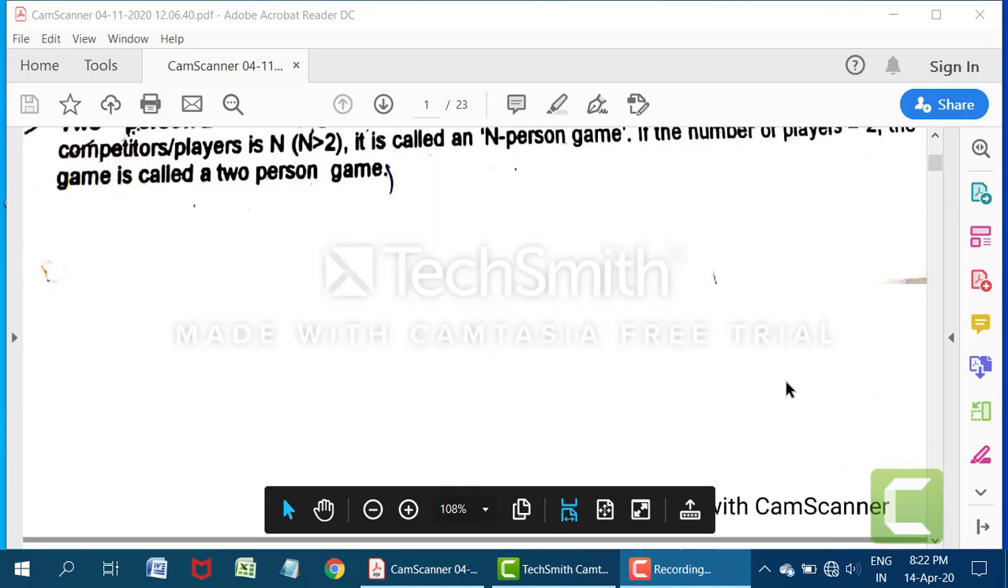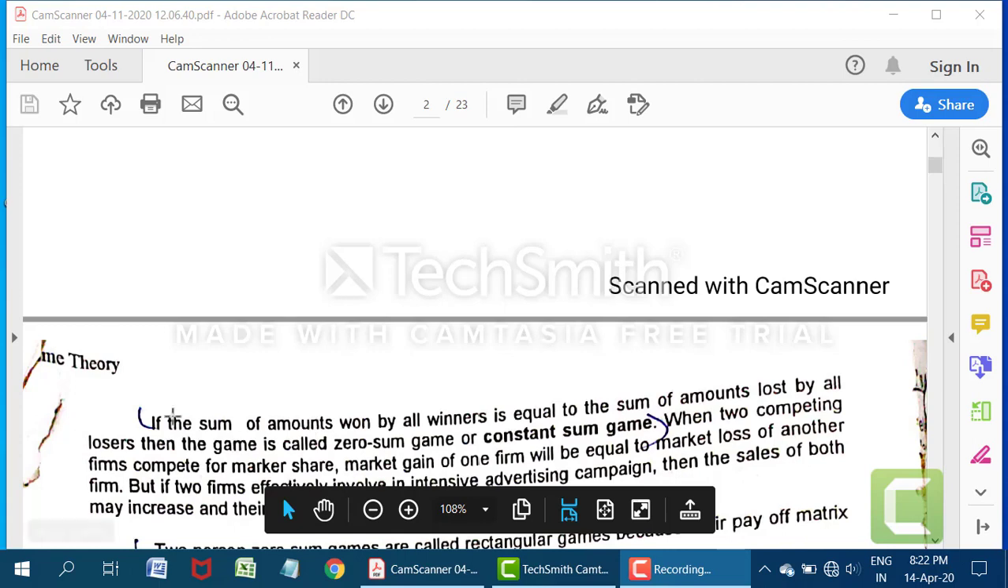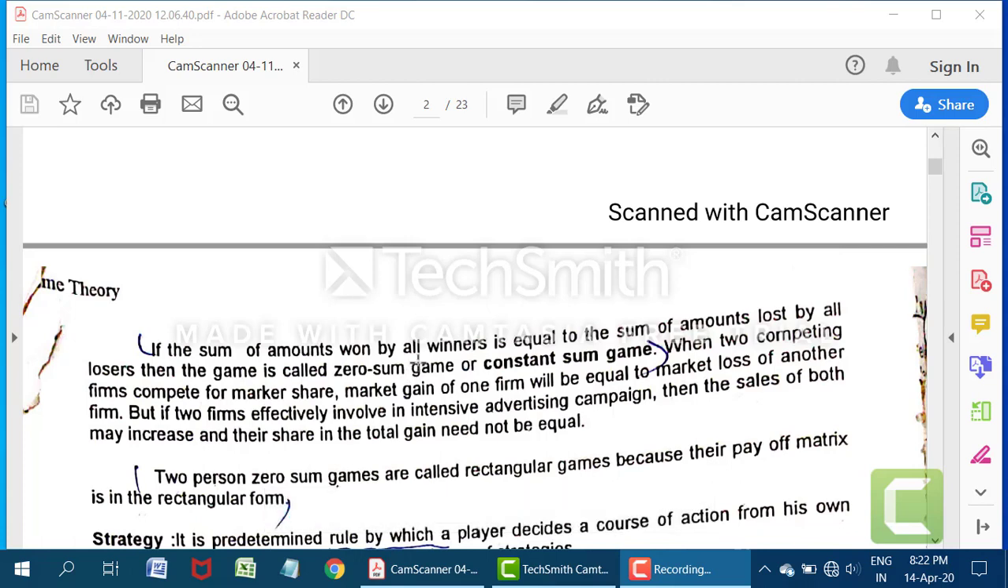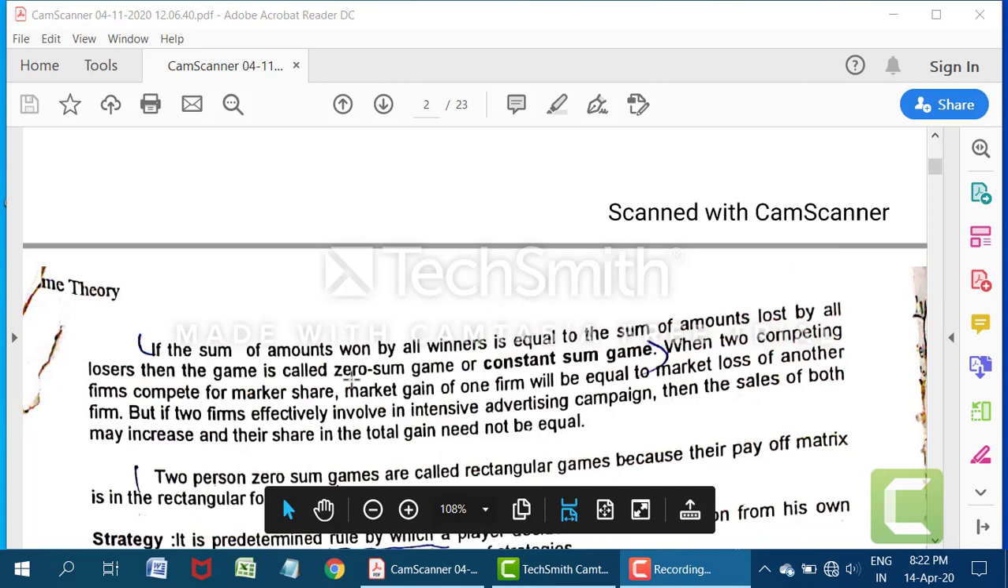Games can also be classified the other way. Suppose there are n players involved in the game. Some players will be winners and some players will be losers. Playing cards, say, is also a game. A few people will be winning certain amounts at the end of the game, and a few people will be losing. So if the sum of the amounts won by all winners is equal to the sum of the amounts lost by all the losers, the game is called a zero sum game or a constant sum game.